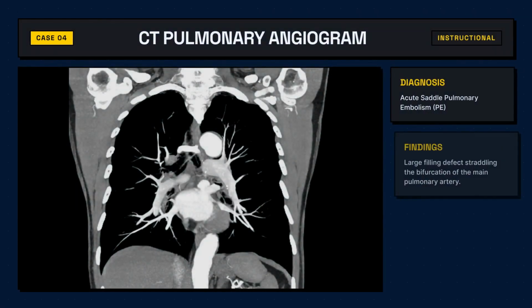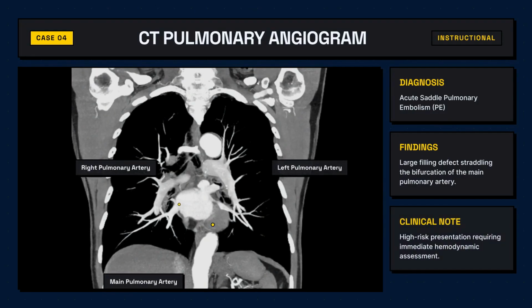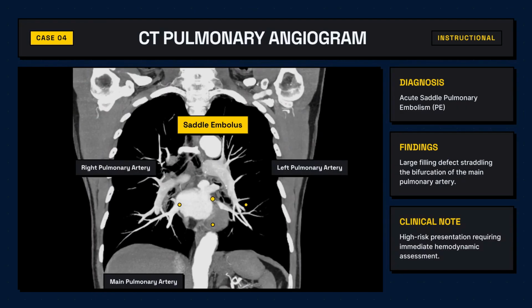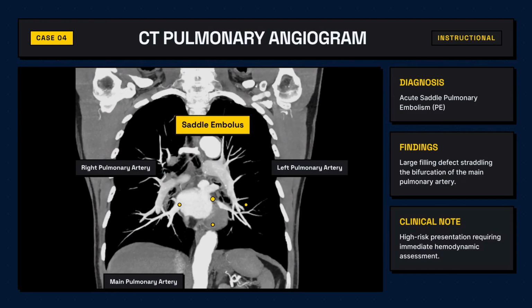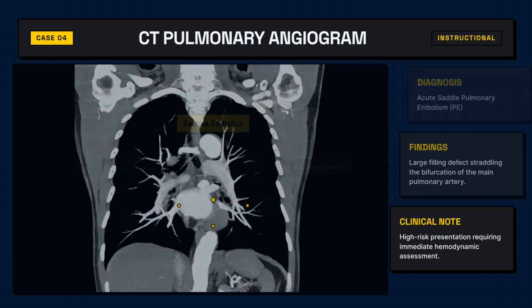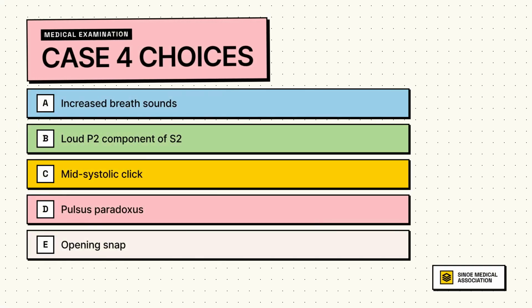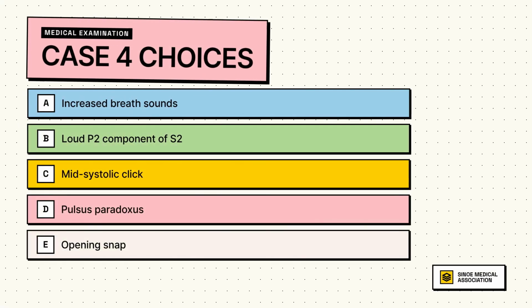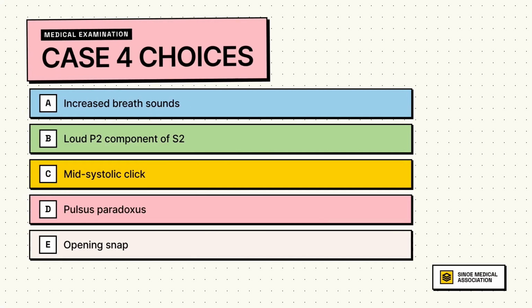Case 4. A 45-year-old woman post-orthopedic surgery presents with sudden onset shortness of breath and pleuritic chest pain. CT pulmonary angiogram reveals a large filling defect at the bifurcation of the pulmonary arteries. What is the most likely additional physical exam finding? A. Increased breath sounds. B. Loud P2 component of S2. C. Mid-systolic click. D. Pulsus paradoxus. Or E. Opening snap.